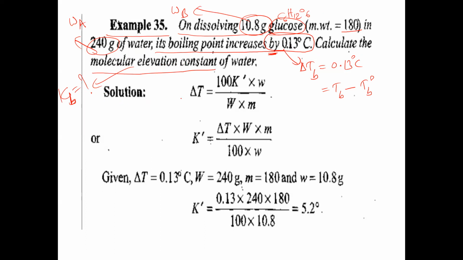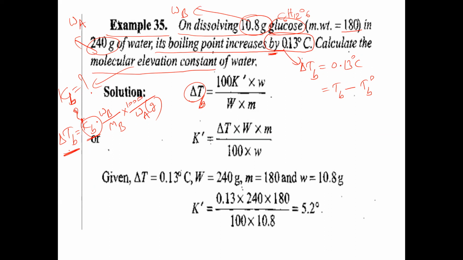Now look at this. First you recall the original formula. Delta TB is equal to Kb into molality. Molality formula is weight of solute by gram molecular weight of solute into 1000 by weight of solvent in grams. Molality into Kb will give delta TB, and Kb we have to calculate now.